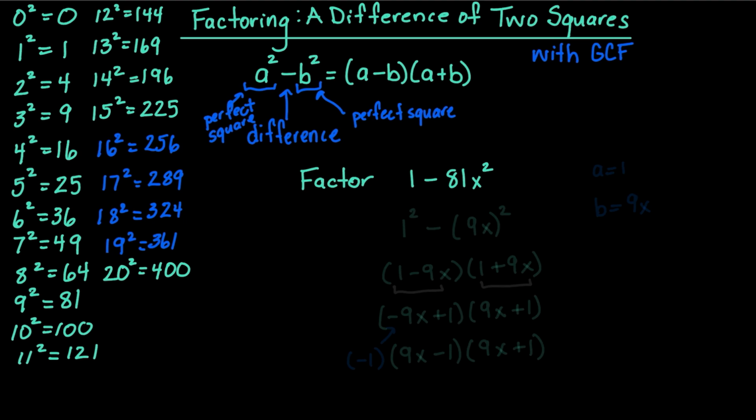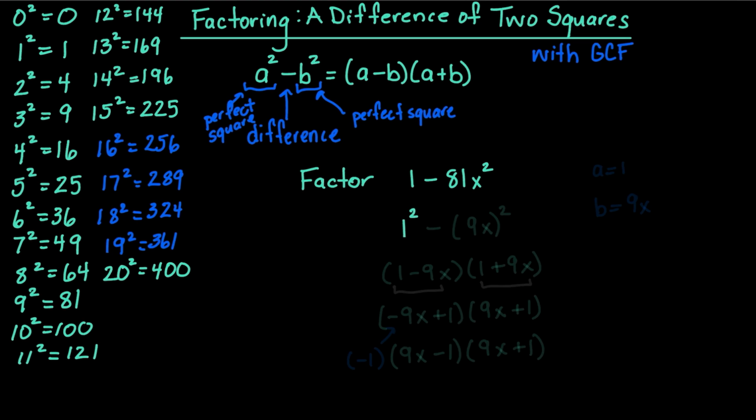Okay, now we're asked to factor 1 minus 81x squared. So I check. I have a binomial again. I'm subtracting. Now I want to check, is everything a perfect square? 1 is a perfect square. 81 is a perfect square. X squared is a perfect square. I don't have a GCF to factor out, so I'm going to go ahead and rewrite so I clearly know how to factor my difference of two squares.